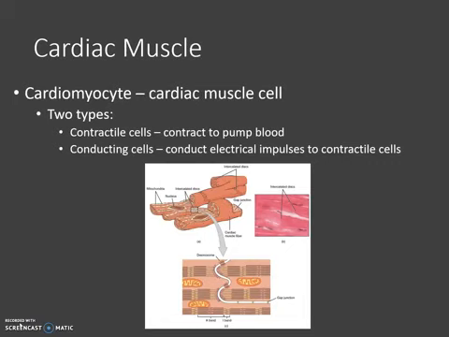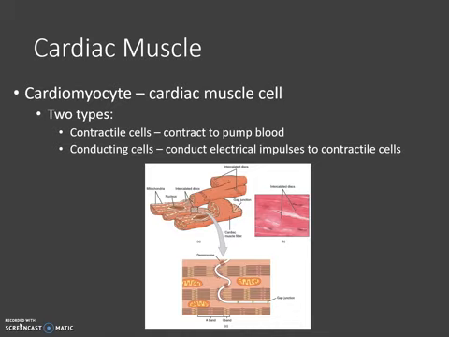Now, the muscle tissue of the heart is cardiac muscle tissue, and the cardiac muscle cells that make it up are called cardiomyocytes. That's just the name of a cardiac muscle cell. There are actually two different types of cardiomyocytes. Most of them are contractile cells, which actually shorten or contract in order to pump blood throughout the cardiovascular system. But there are some specialized cardiomyocytes, more like neurons, because they help to conduct electrical impulses to the contractile cells.